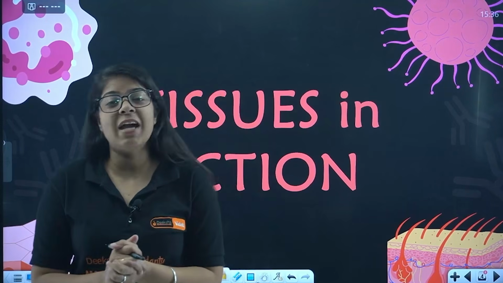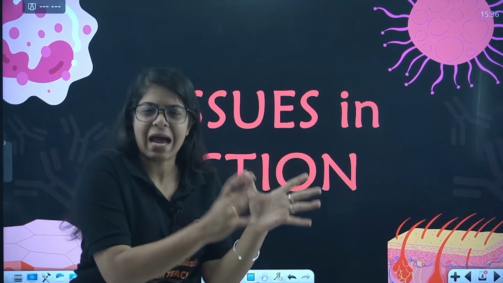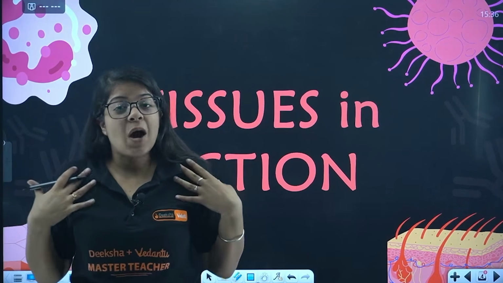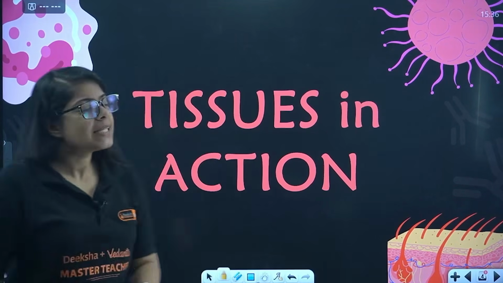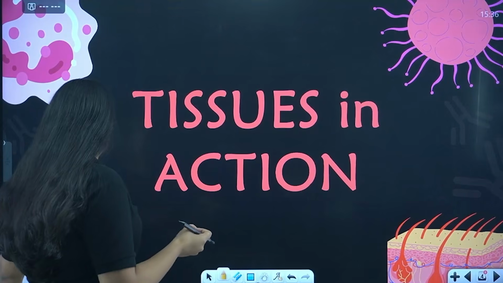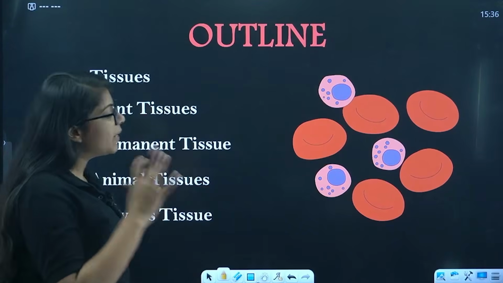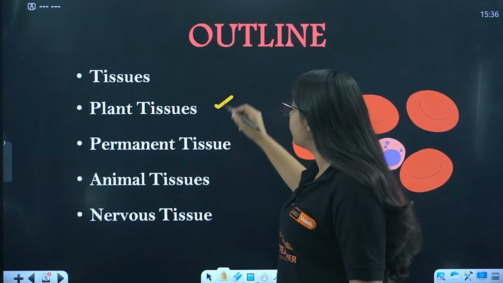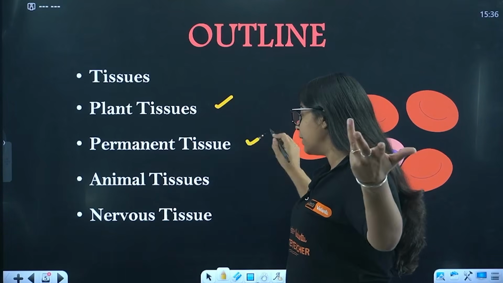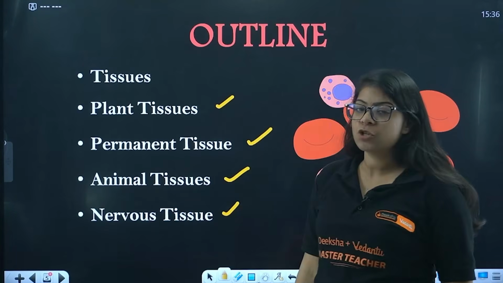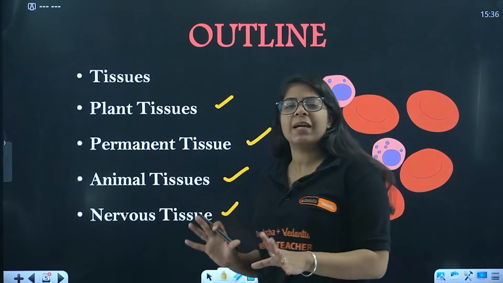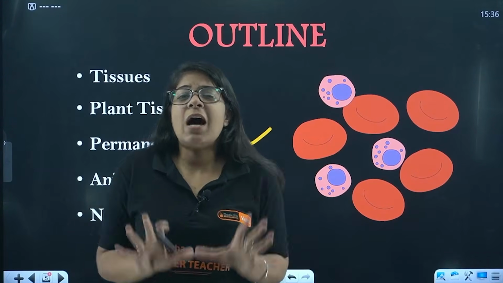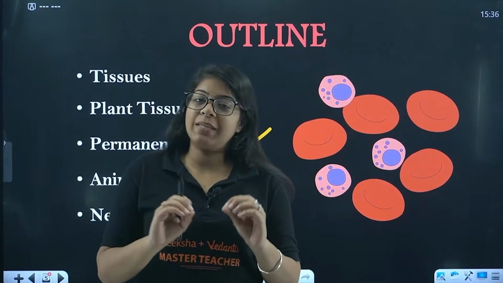Now we are going to start this chapter with plants, but we will go through all of it until our body tissues as well. So starting with understanding what actually a tissue is. The outline for this chapter will be tissue, then plant tissues, then permanent tissues, animal tissues, and nervous tissue. And a new topic has also been added, the muscular skeleton. We will be going to study about that as well.